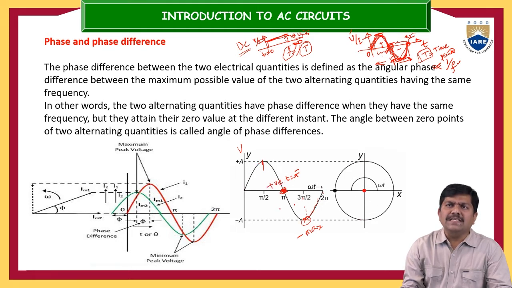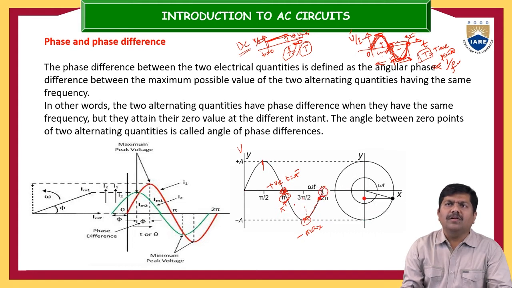Now from omega t equal to pi plus onwards, immediately after crossing pi, it changes into the negative direction. So what is the cutting point between the positive and negative? That is at omega t equal to pi. This is the point where the quantity changes its value from positive to negative. This is nothing but the zero crossing point.